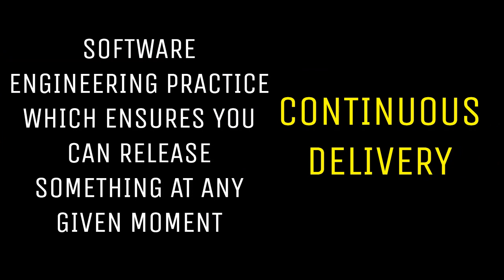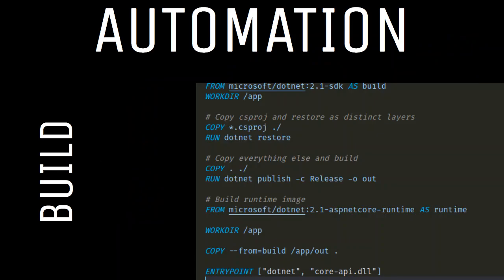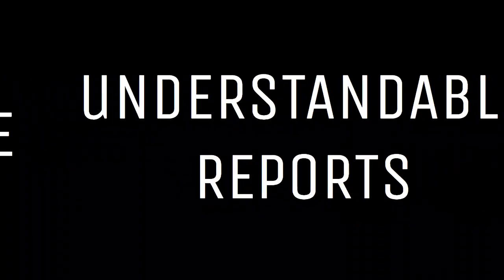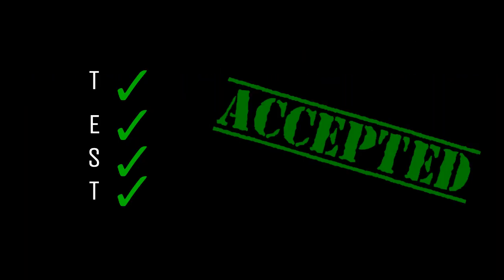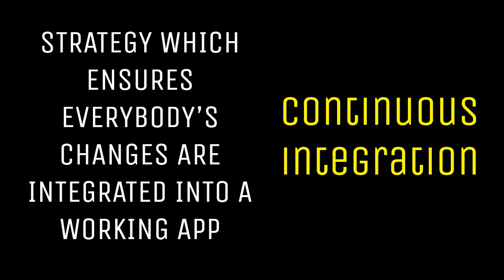So let's talk about continuous delivery. If we go back to continuous integration, we can remember that continuous integration is a strategy which says that you need to, let's go back to that slide so you can see and read with me. Yeah, that's the strategy which says that you need to integrate your changes into a working app. So by having all those test suites and so on, build automation, we can say that our changes are going to be integrated into a working app.